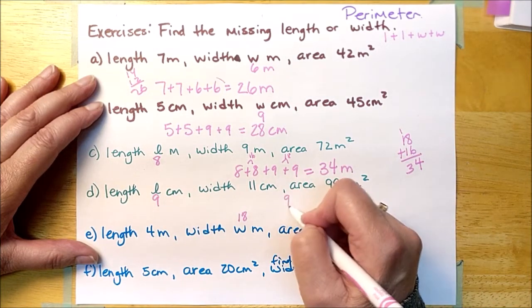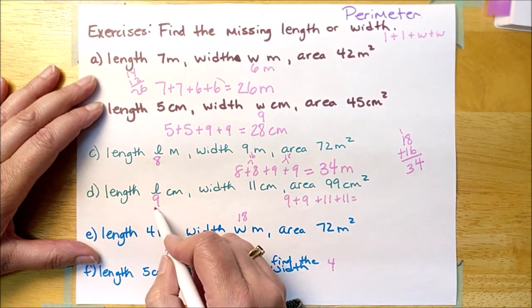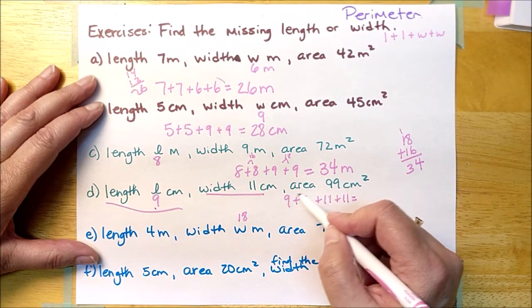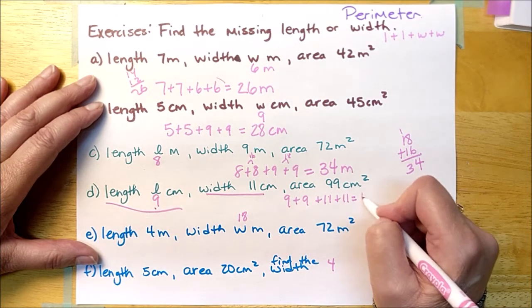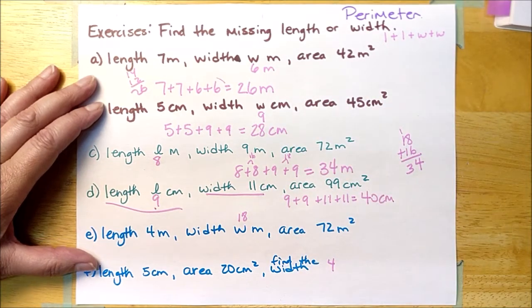Here I have 9 plus 9 plus 11 plus 11, because 9 was my length, and 11. So 11 and a 9 is 20, and 11 and a 9 is 20, and 20 and 20 is 40. So my perimeter all the way around that would be 40 centimeters.